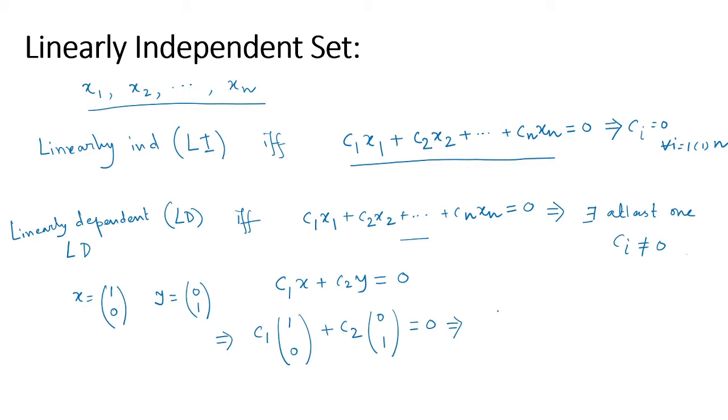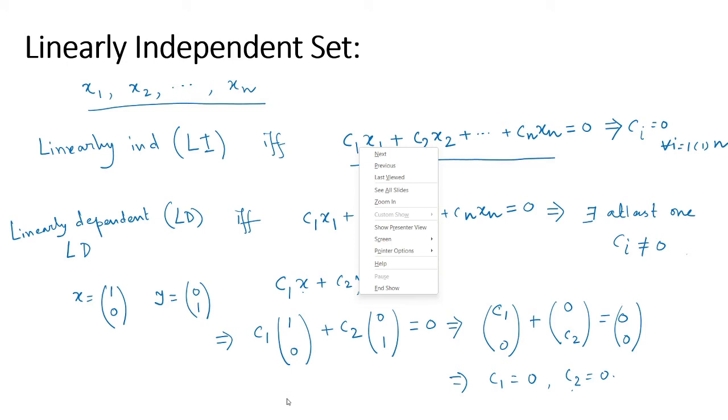If we just solve this, it would be c1 times (1, 0) plus c2 times (0, 1) equals 0. If we do the point-wise addition, it would be (c1, c2) equals (0, 0), meaning here 0 is the zero vector, right? So if we compare this, c1 equals 0 and c2 equals 0. So the solution we are getting is c1 equals 0 and c2 equals 0. So we can conclude from here that our vectors x and y are linearly independent.